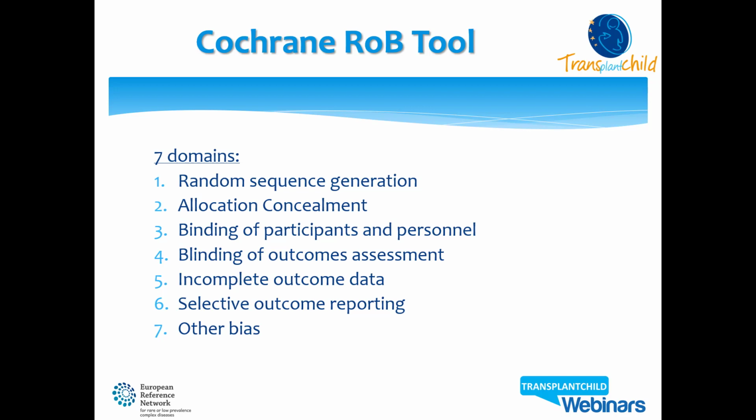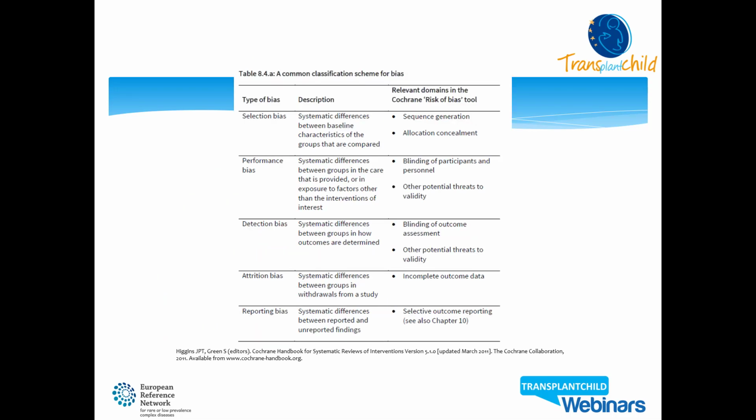The domains are 6 main domains, and the 7th could be other type of bias. So the first one is the random sequence generation, the second one allocation concealment, the third one blinding of participants and personnel, the fourth blinding of outcome assessment, the fifth is incomplete outcome data, the sixth selective outcome reporting, and last other type of bias.